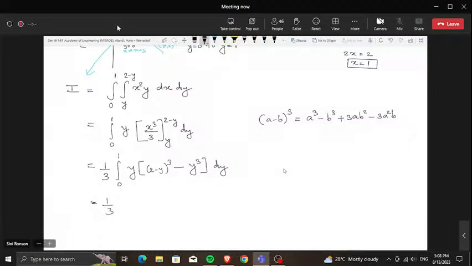So can you tell me what will come? a cube, a here is 2, b here is y. Just replace it and tell me what will I get? What will be the expansion of this? Ma'am, 8 minus y cube plus 6y squared minus 12y. 6y squared minus 12y minus y cube, y cube, dy. Yes, very good. And now what is remaining is you'll have to just multiply it with, okay, sorry, minus y cube is inside the bracket, and that is entirely multiplied with y.